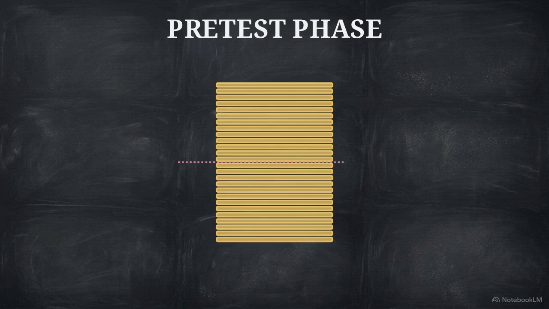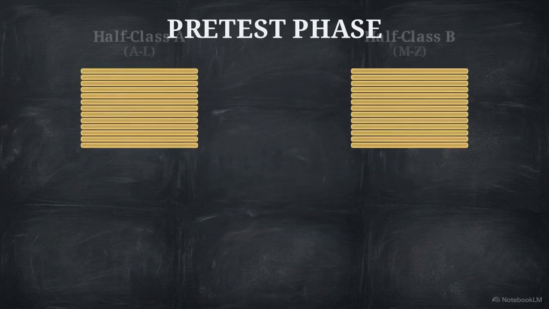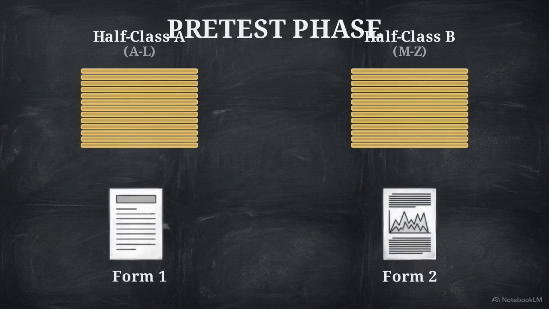A simple method is splitting them alphabetically by last name, assigning A through L to one half and M through Z to the other. Next, you select a specific, high-level cognitive outcome to assess and prepare two test forms, Form 1 and Form 2. The major advantage here is that while the two forms must cover the same concepts, they don't need to be perfectly equal in difficulty.